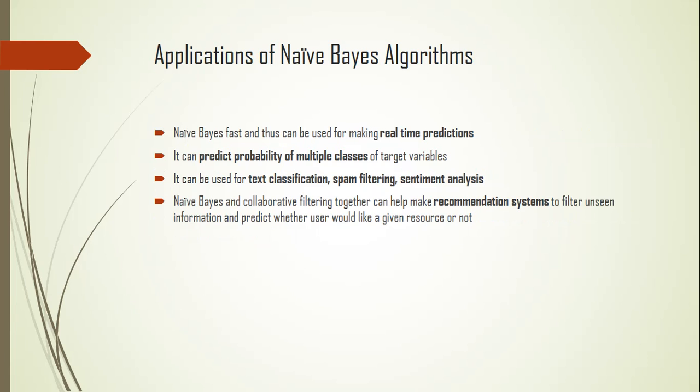Naive Bayes algorithm has a lot of applications. Naive Bayes algorithm is fast and thus can be used for making real-time predictions, even in search histories and search results, searching algorithms. It can predict probability of multiple classes of target variables. It can be used for text classification, spam filtering in emails, and sentiment analysis. Naive Bayes and collaborative filtering together can help make recommendation systems to filter unseen information and predict whether a user would like a given resource or not.